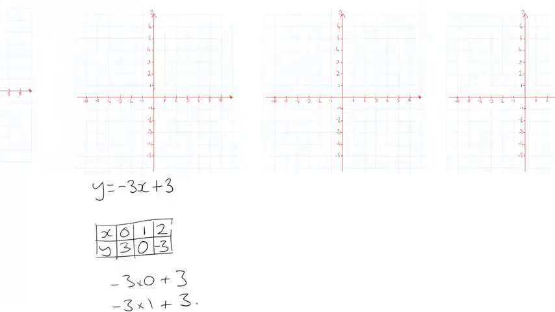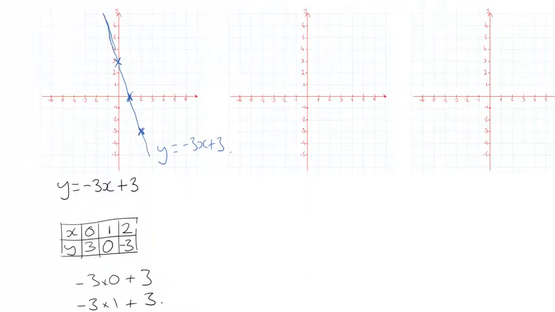So 0, 3 is there. 1, 0 is there. And 2, minus 3 is there. So check that they make a straight line, and yes, they do. And then all we have to do is join them up. Okay, so that is the straight line equation, but we can continue that on as well. We can continue that on in both directions. And so we've drawn the straight line. This is the line, y equals minus 3x plus 3. Okay, so let's do one more.